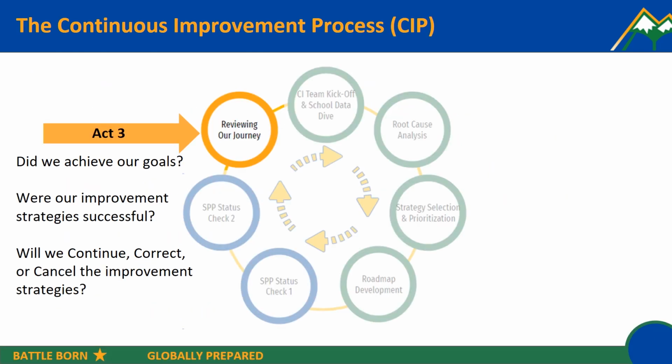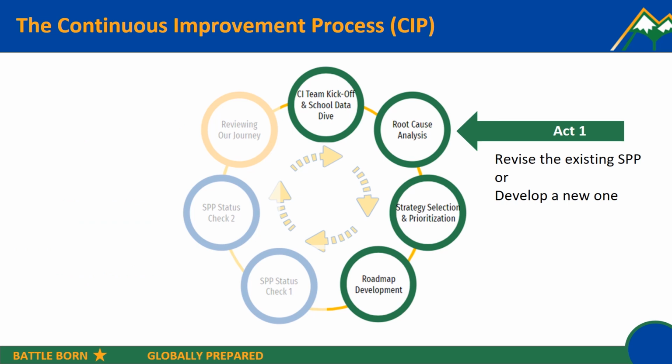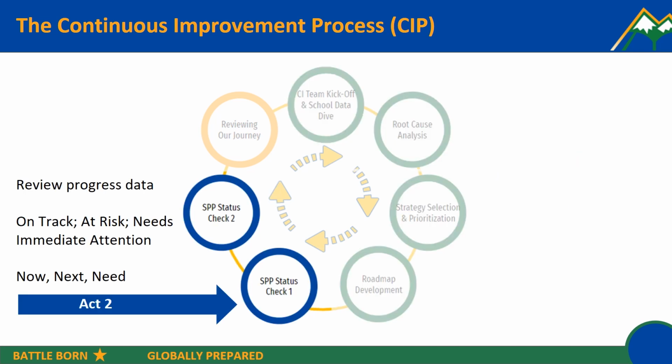As a reminder, to begin year 2 of the CIP, we completed Act 3, reviewing our journey, to reflect on our progress and make decisions about our goals and improvement strategies. The Act 3 conversations helped us to set the course in Act 1 to revise our existing SPP or to develop a new one. We are now engaging in Act 2, navigating our course, where our team will review data to check the status of our SPP roadmap.